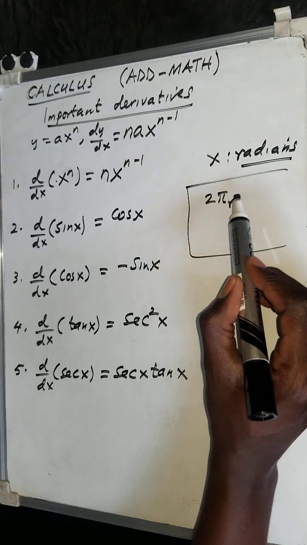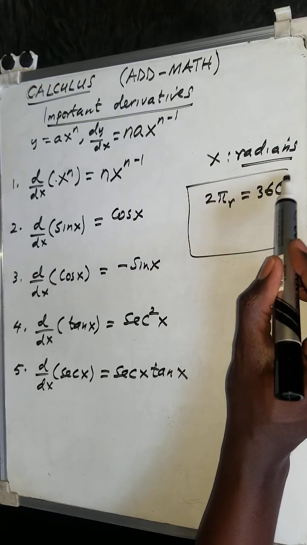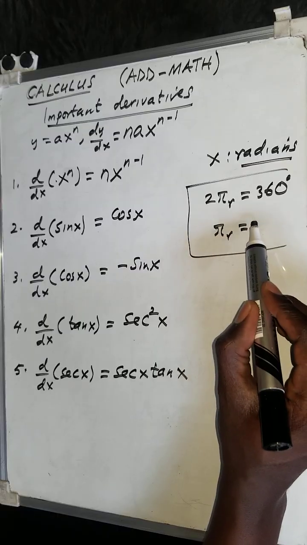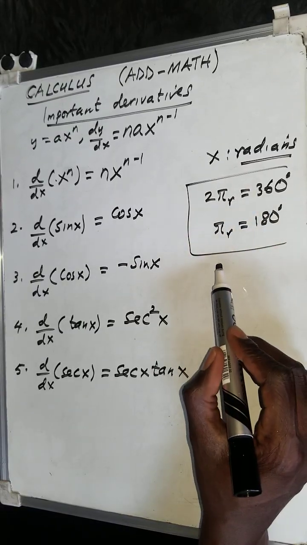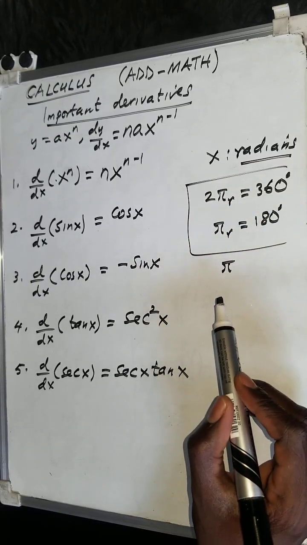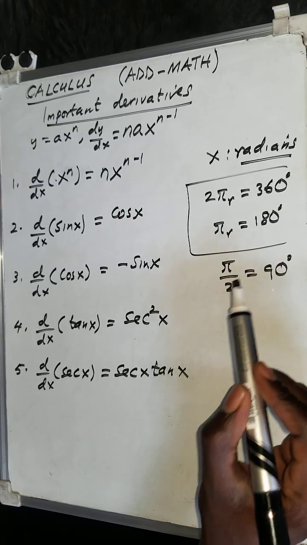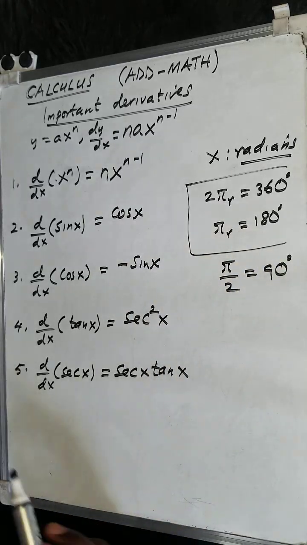You remember in radians how to do the conversion if you want. Remember 2 pi in radians is equal to 360 degrees. It simply means that pi in radians is equal to 180 degrees, which simply means if you do half of that, pi over 2, that should give you 90 degrees. So you can go on and so on.